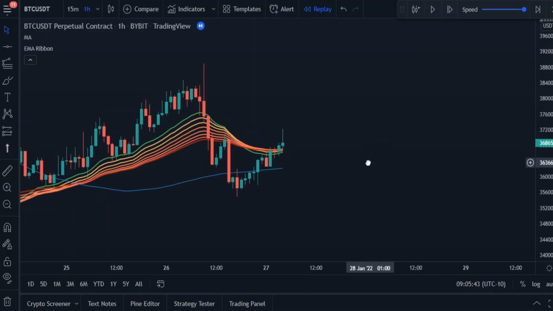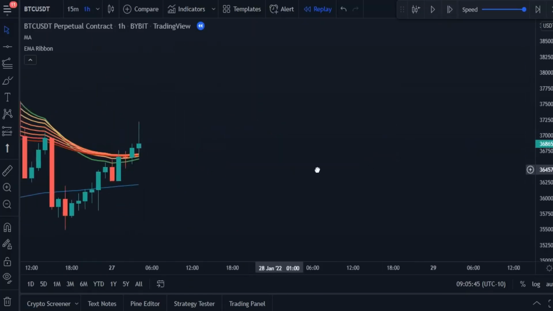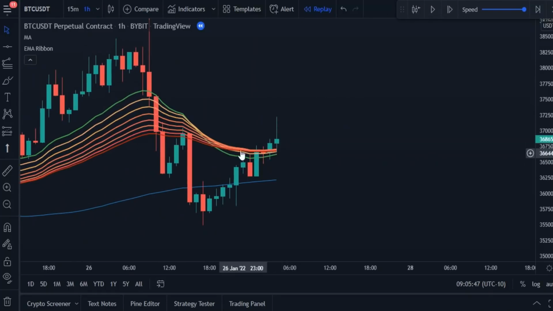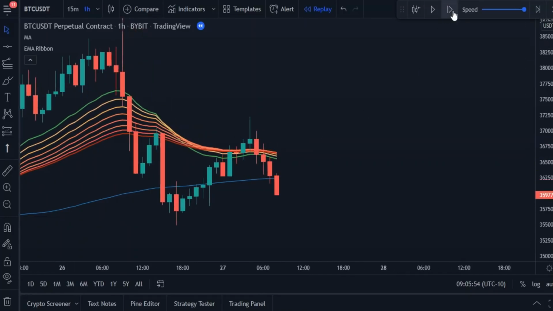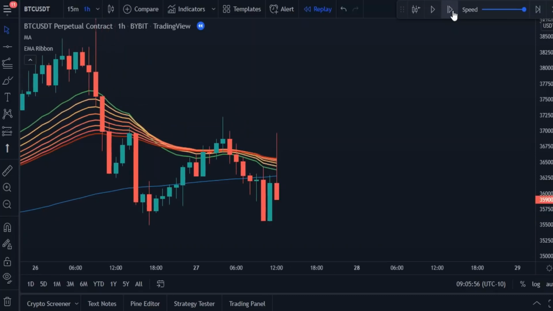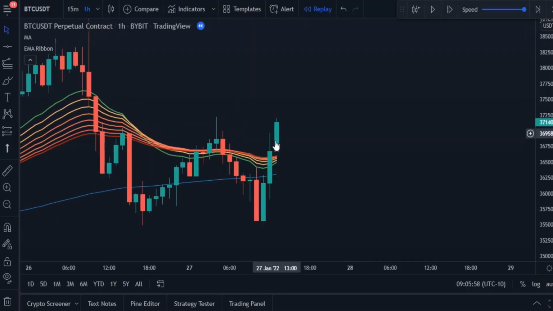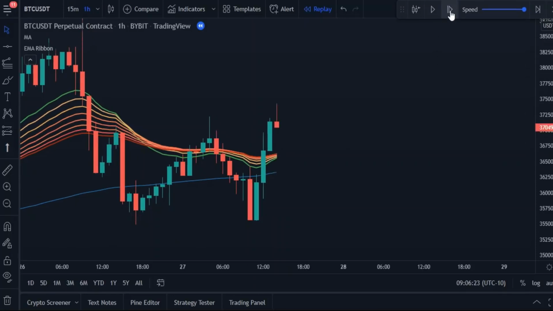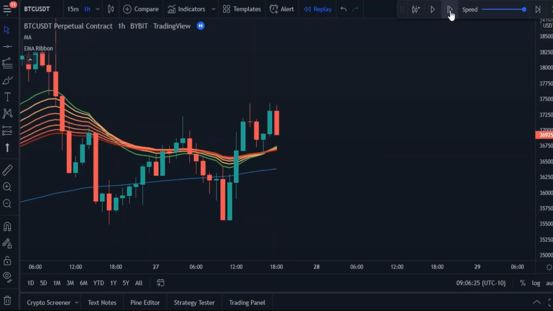Here, we see the formation of a green candle above the EMA lines, but the green line is still below the other lines, so it is a false signal, and we will not enter from here. Here too a false signal, because the green line is still below the rest of the EMA lines. Here too is another one.